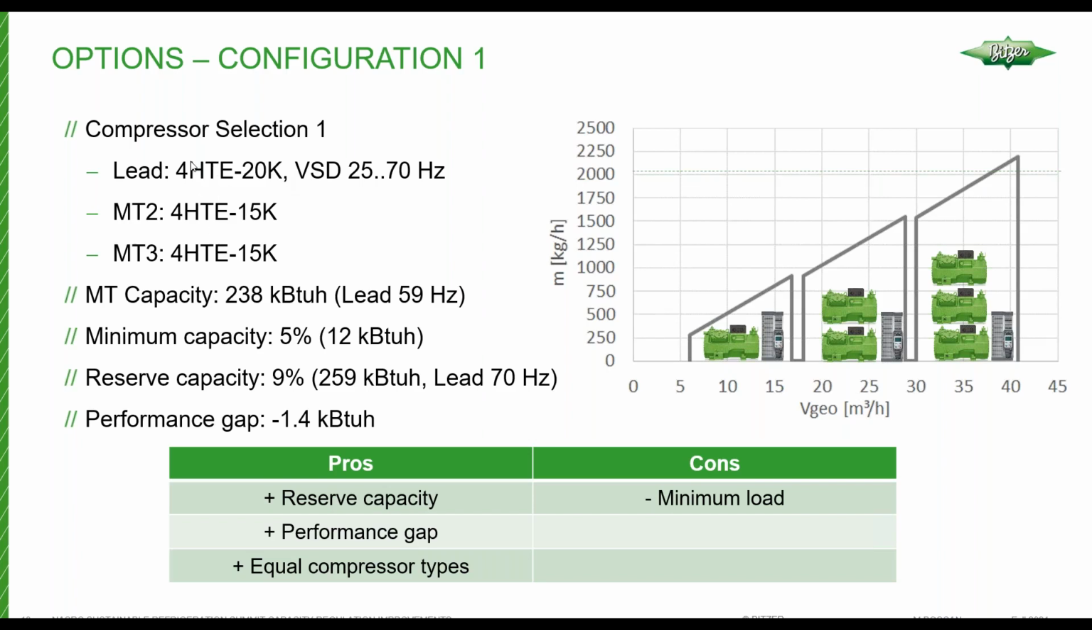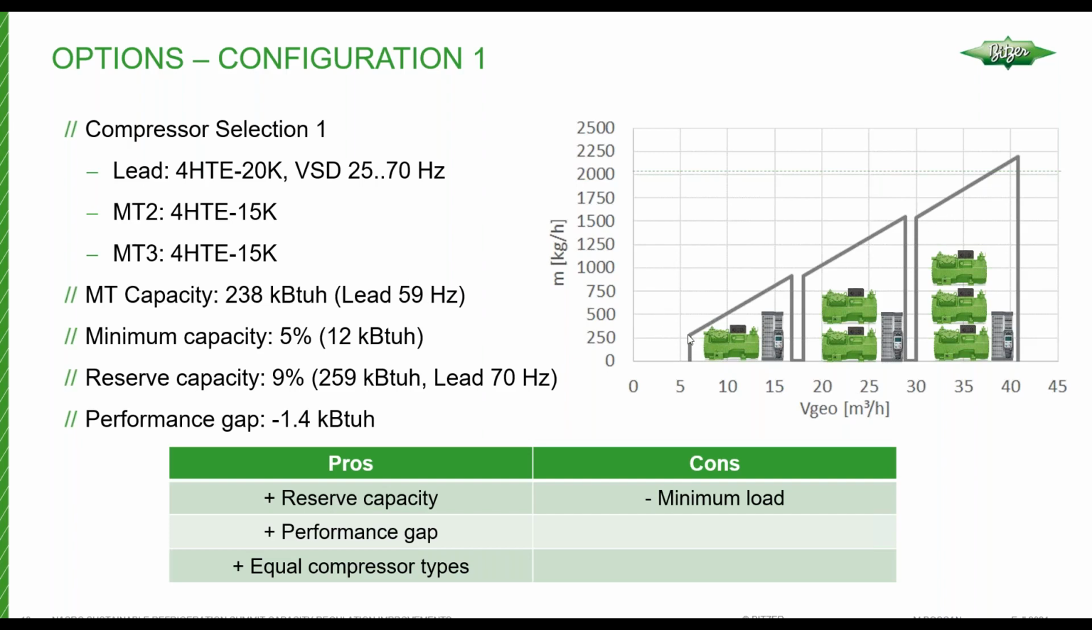There are 4 same body size, same displacement compressors, which we're listing here as a pro. You have one model number. It's easier for purchasing. It's easier for replacements, things like that. So the first one is a VFD, ranging from 25 to 70 hertz, 70 hertz being the max allowable for these compressors. Our capacity goal is 238,000 BTUs. So the lead compressor at 59 hertz would achieve that capacity.